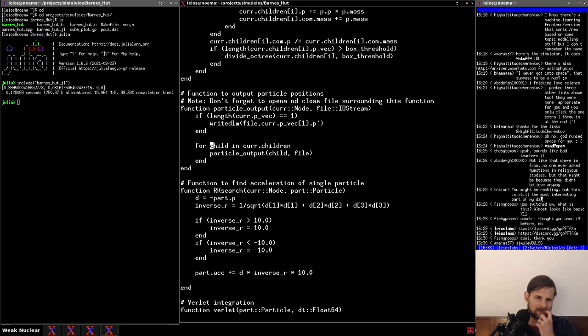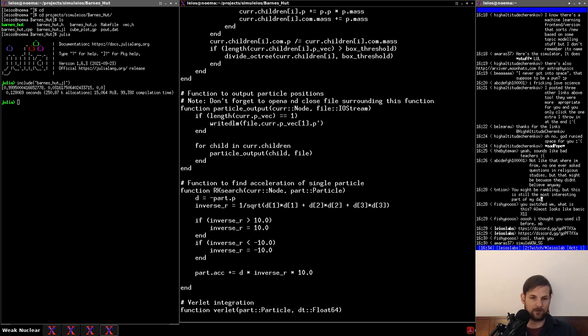I don't know what's going on here. So we should have 3 particles in the simulation, and each of them should have an XYZ value associated with them. What we're trying to do here is say if the length of the current particle pvec is equal to 1, which means we're on a leaf node, I believe, then we write DLM file current pvec 1.p. Otherwise, we go through all of the children and we do particle output on that child. So it's just recursively going through and outputting all of the information.